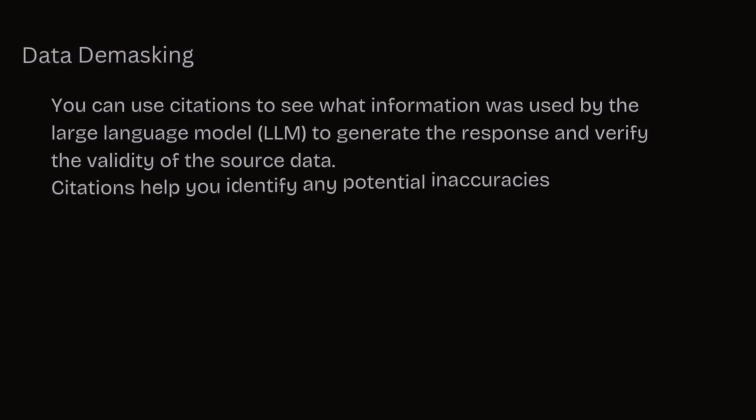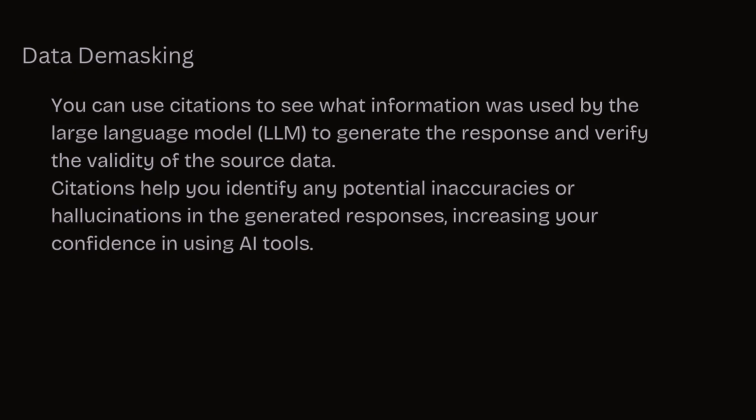Citations link the AI-generated response to the original source from where the response was generated. You can use citations to see what information was being used by the LLM model to generate the response and verify the validity of the source data. Citations help you identify any potential inaccuracies or hallucinations in the generated response, increasing your confidence in using this AI tool. Then comes feedback and audit.